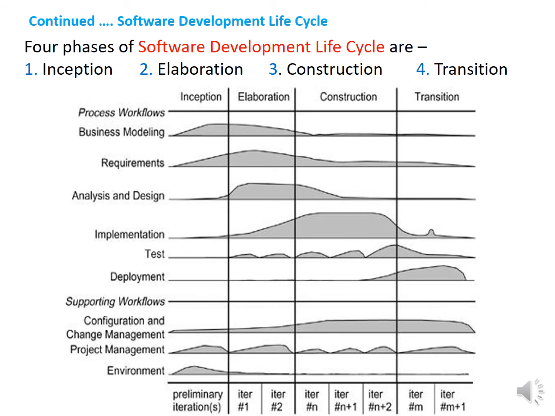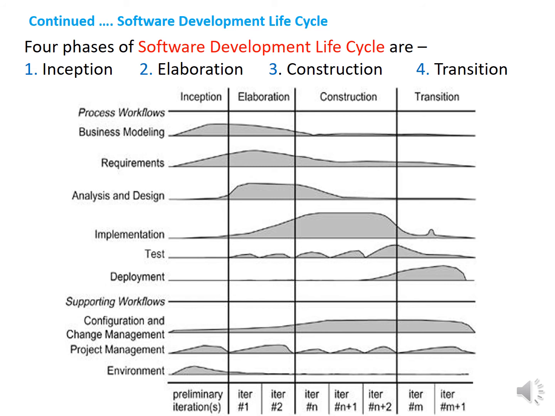Now we'll see about the SDLC. This figure shows 4 phases of software development life cycle. These 4 phases are shown in this figure. The phases are inception, elaboration, construction, and transition.